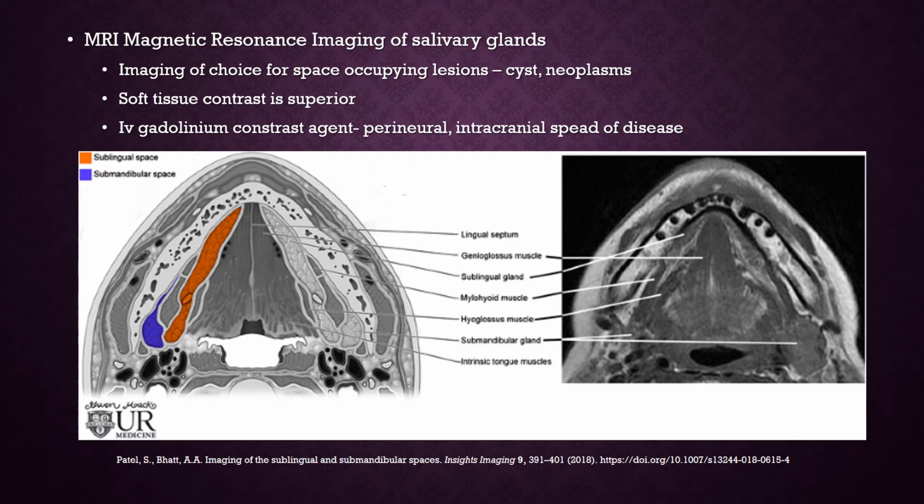Magnetic resonance imaging of salivary glands would be the imaging of choice for space occupying lesions such as cysts and neoplasia. The soft tissue contrast is superior, and gadolinium contrast agents have to be injected intravenously so that you can observe perineural and intracranial spread of disease more clearly. This is the normal appearance of the sublingual and submandibular space, and the appearance of the sublingual gland on MRI, as well as the submandibular gland bilaterally on the MRI.